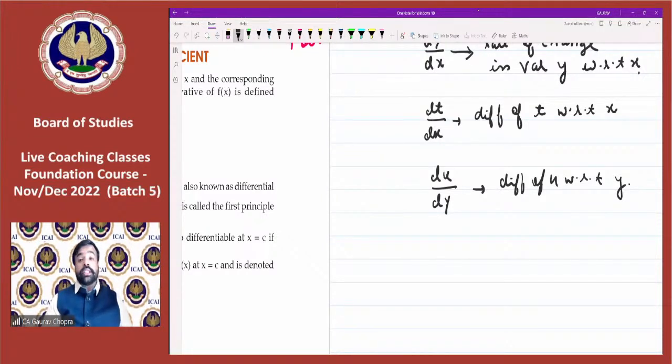Rajesh is asking, what is the application of this topic in the CA journey? See, most of the topics have relevance in our day-to-day life, but some topics do not have direct relevance. Differentiation and integration are topics which are used to solve complex problems.